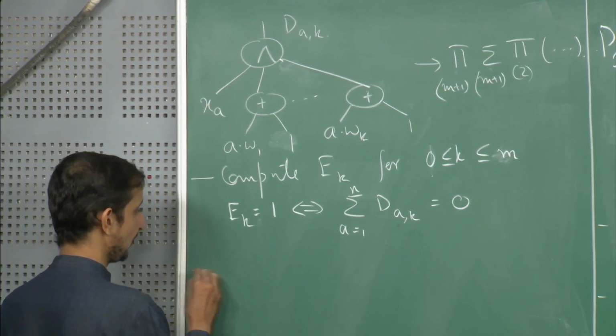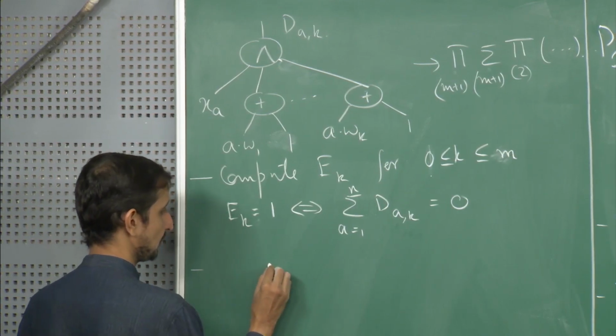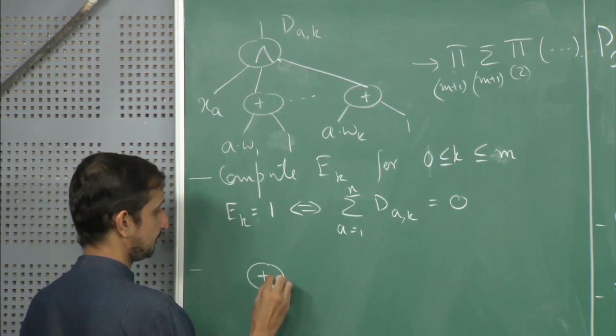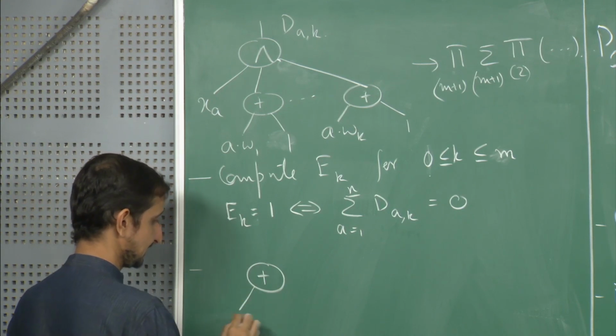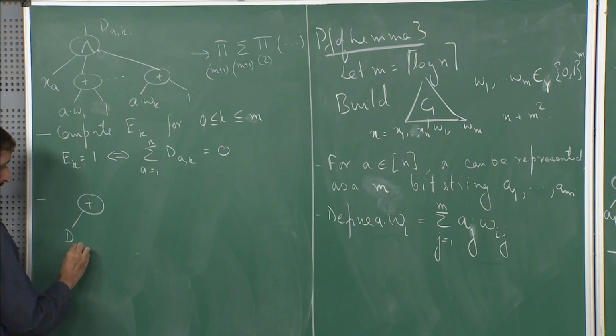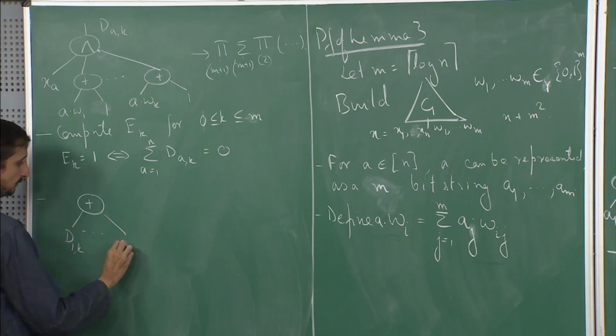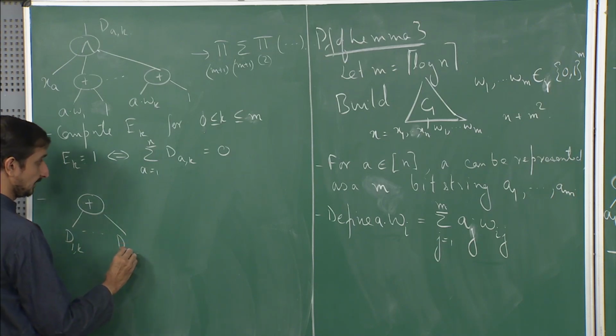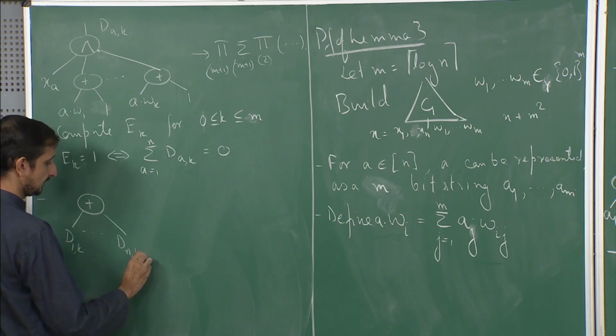Again, this is easy to see. How do we get E_k? Our gate for E_k will be a parity gate, which will take as input D_1K up to D_NK.